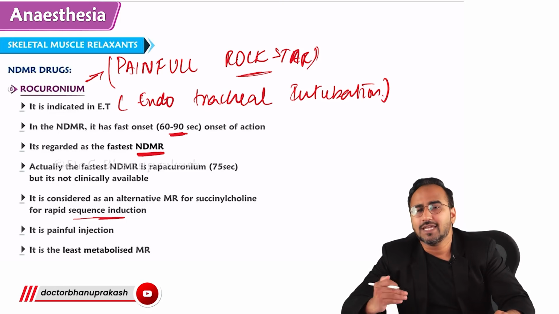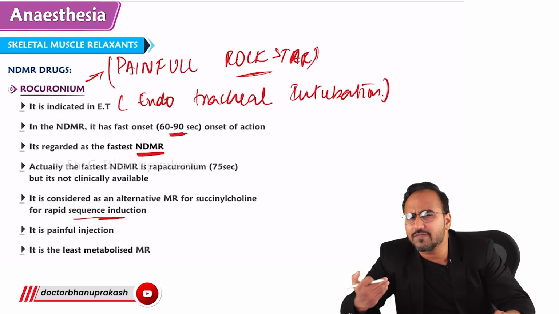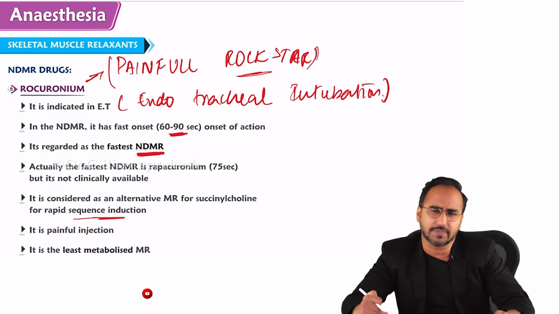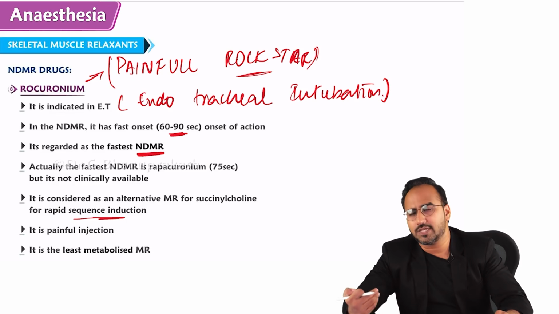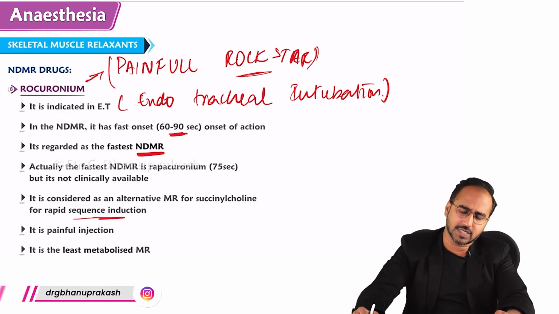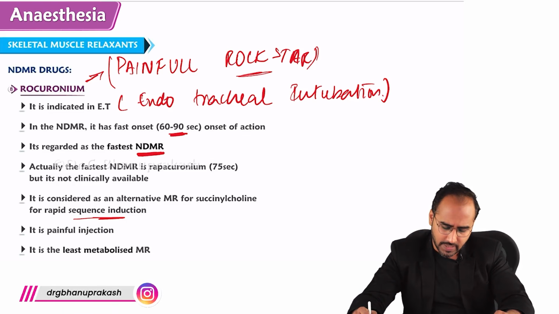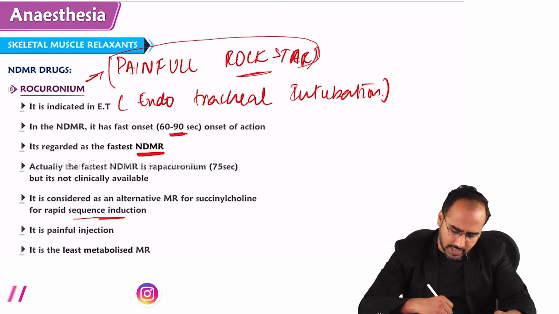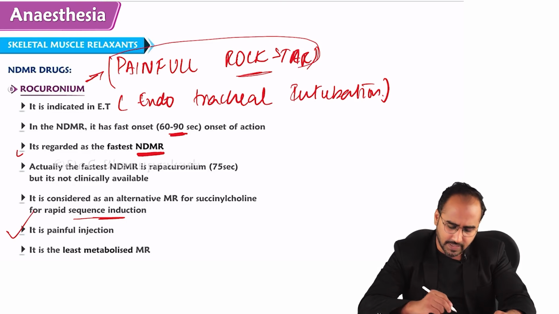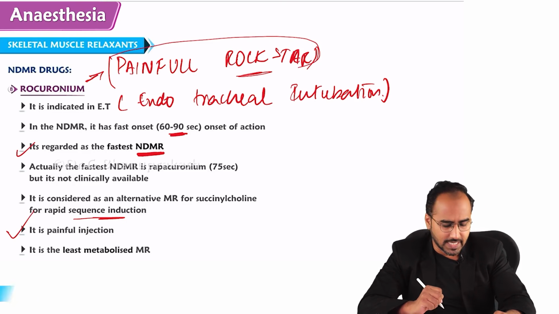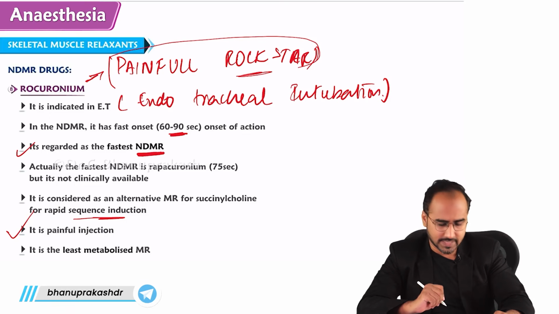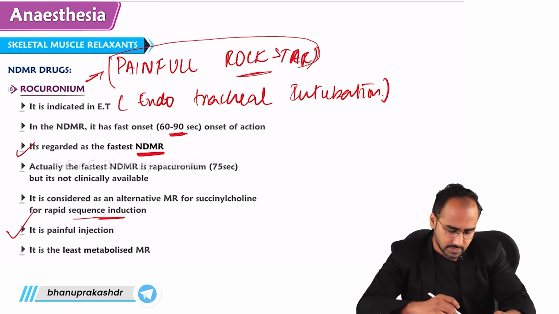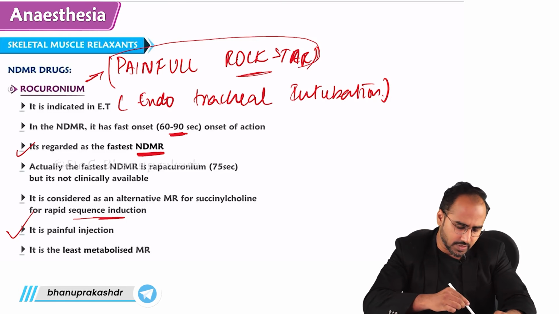So anyways, guys, in rapid sequence induction, you have to give a short-acting muscle relaxant. Scoline is the best, but if Scoline is not there, you can go for Rocuronium. It's an alternative muscle relaxant to succinylcholine for rapid sequence induction. So remember, guys, Rocuronium is a painful rock star. Why a painful rock star? It is a painful injection. Why a rock star? Because it is the fastest acting non-depolarizing muscle relaxant. This is regarding Rocuronium.